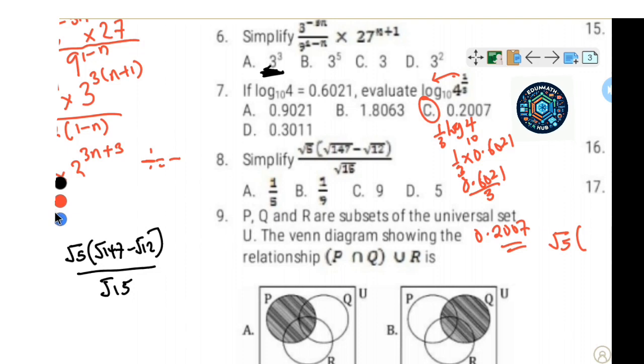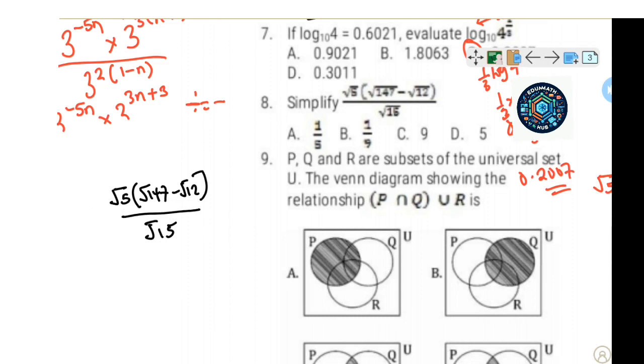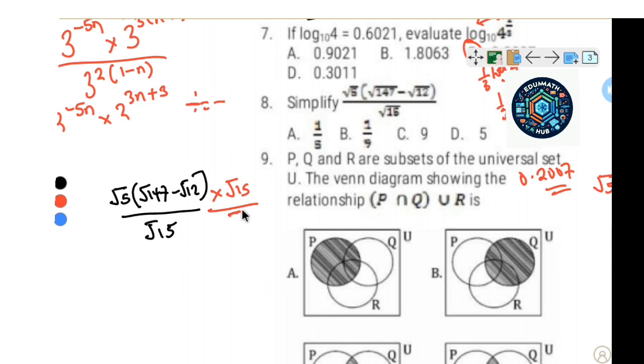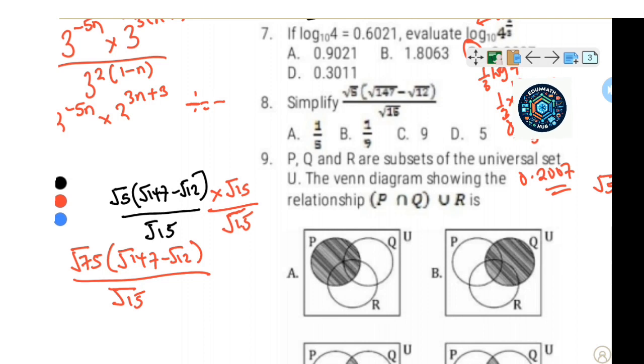The first thing to do is to rationalize the denominator. So you use root 15 to multiply this part, and this is to multiply the bottom, the denominator too. So root 15 times root 5 will give you root 75. Then what you have left is what is in this bracket, root 147 minus root 12. Then you are dividing it by root of 15. So root of 15 times root of 15 will give you 15. If you multiply these two, you get 15. Then you move to the next part.